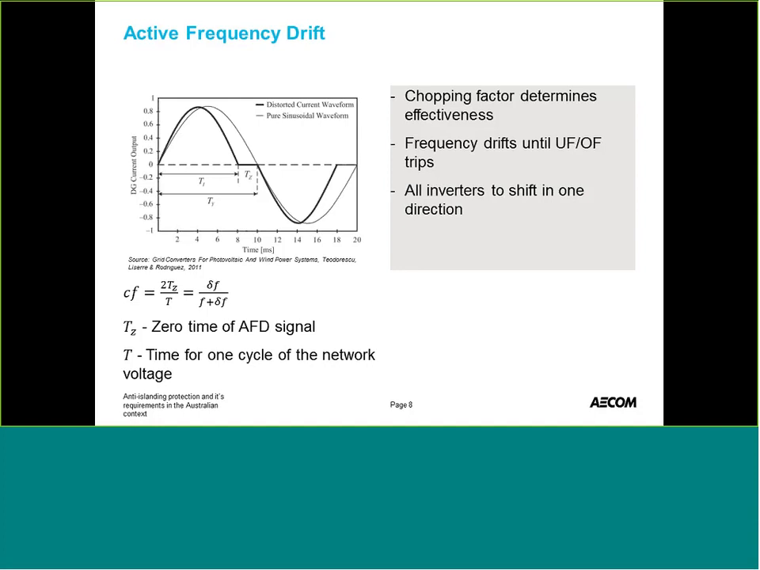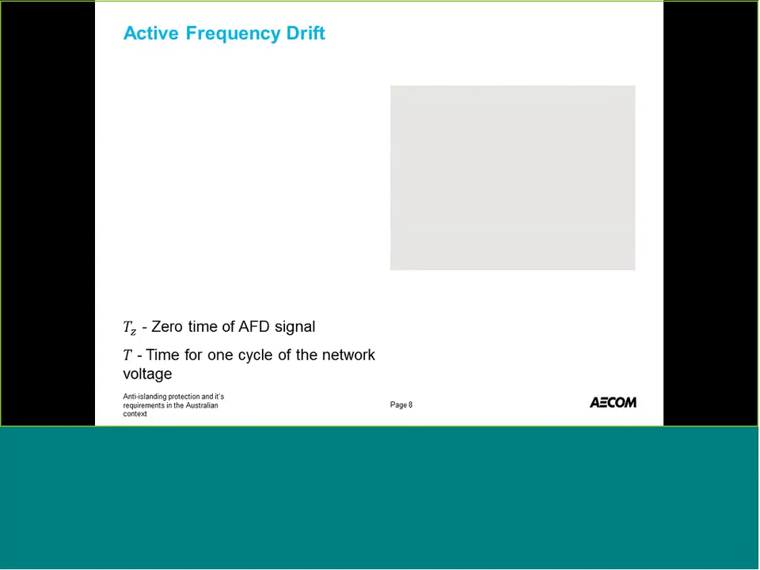The key thing here is that you've got to shift the frequency in one direction. It's got to either go up or down. There's no point having one set of inverters going up and one set of inverters going down. You want to get the effect that you're after. The non-detection zone is relatively large compared to the other methods. So that's one of the, I guess, negatives of this scheme compared to the others.